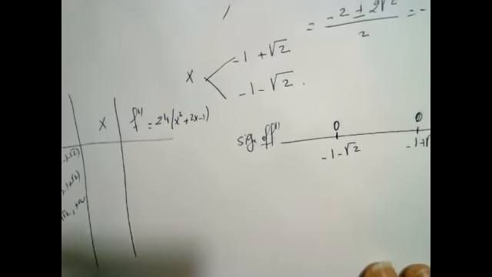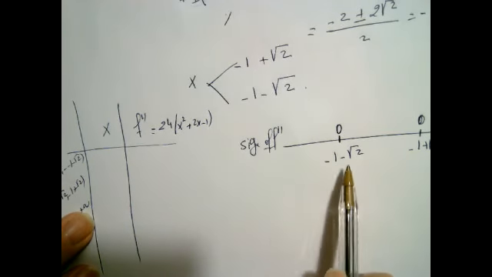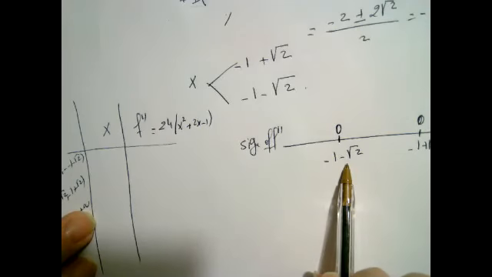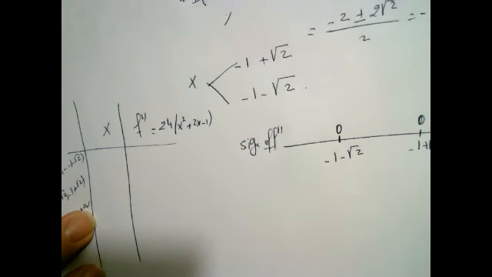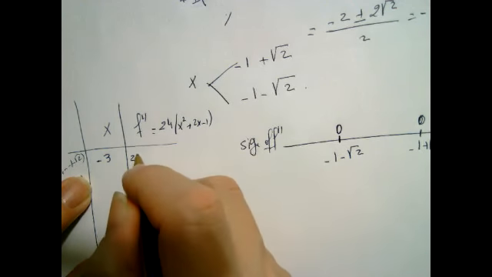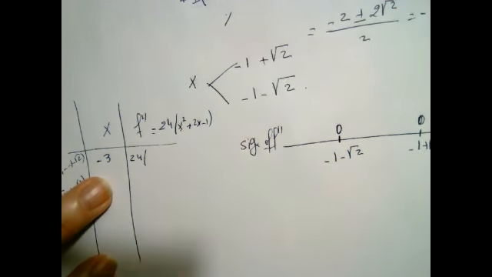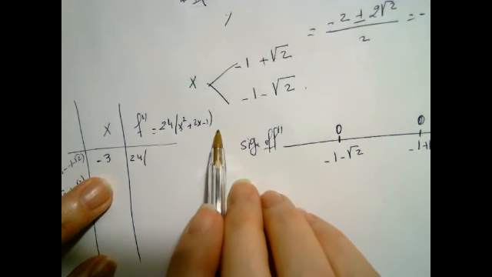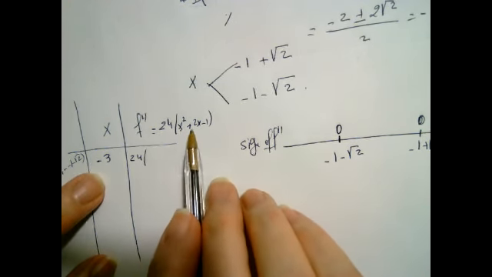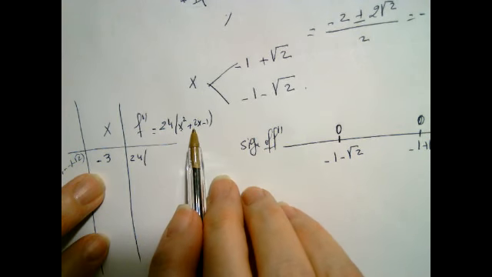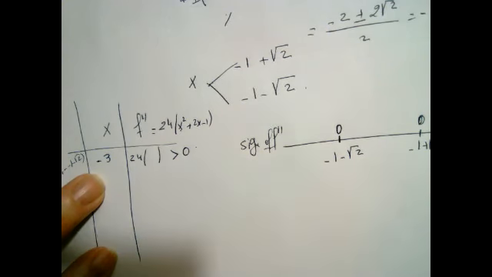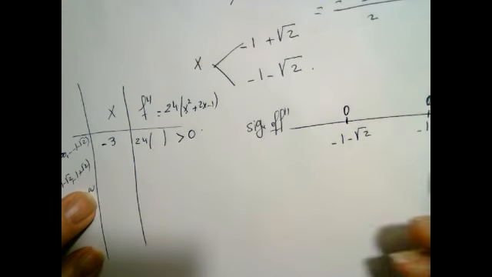All right, so the rest is actually now simple. I have to pick a value in here. Now, square root of 2 is 1.4. So I will have minus 1 minus 1.4, right? So minus 3 will do, I think. And this will give me 24 times 9 minus 6 minus 1, right? So that's a 9, and that's a minus 6, that's positive. And so that's going to be positive.